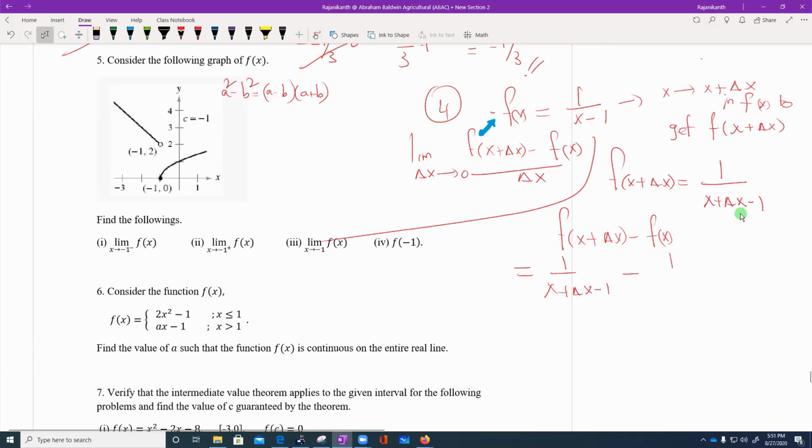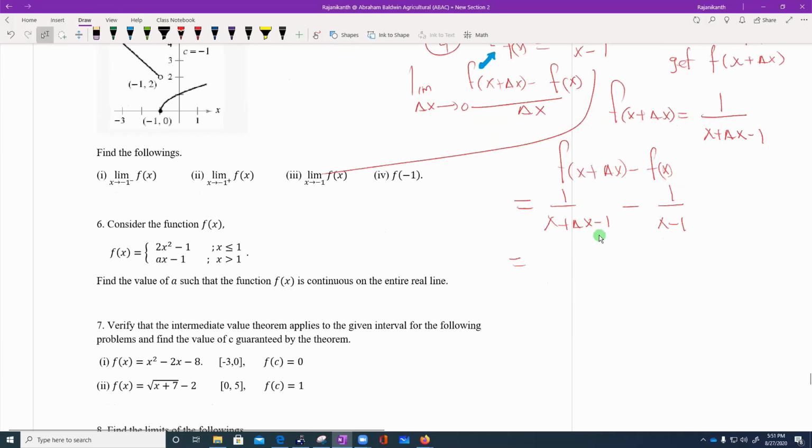Then subtract f of x. F of x is there, the original function. That is my original function. Now, the only thing is you need to subtract two fractions. How do you subtract two fractions? Well, you need to find the common denominator, LCM. So the LCM of this problem is x plus delta x minus 1 times x minus 1.